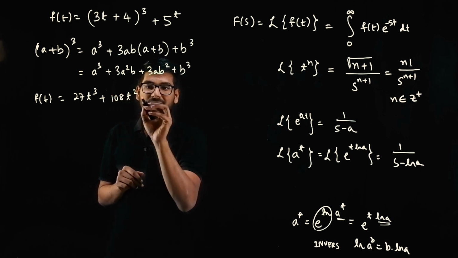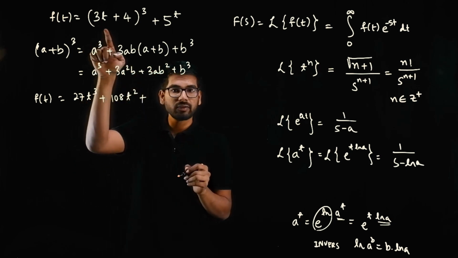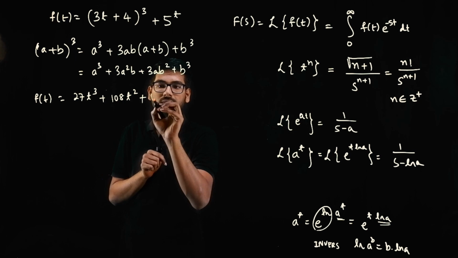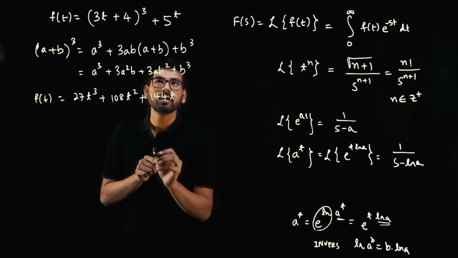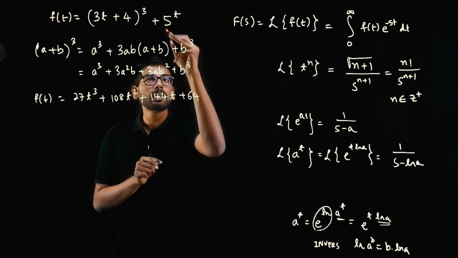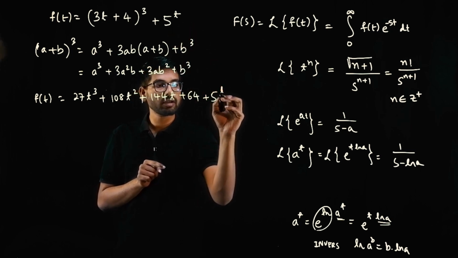Plus 3ab square. 3 into a is 3 into 3t is 9t. b square is 4 square, 16. 9t into 16 is 144 t. Okay. Plus b cube, which is 4 cube, which is 64, and plus 5 power t as it is. Don't forget to keep this.